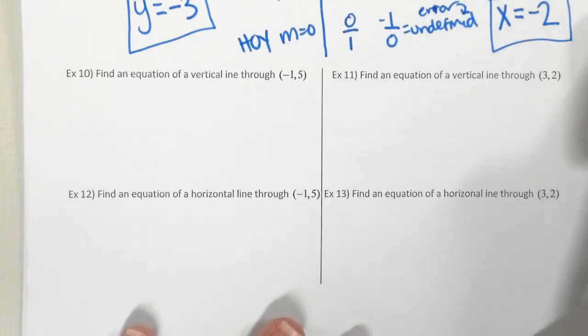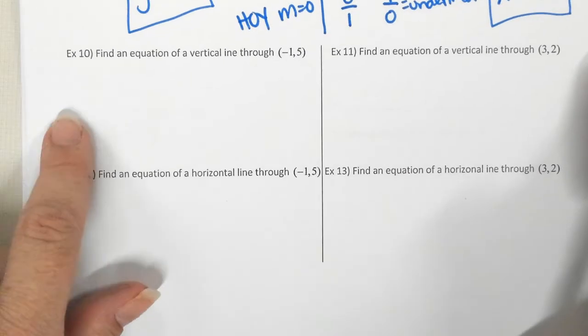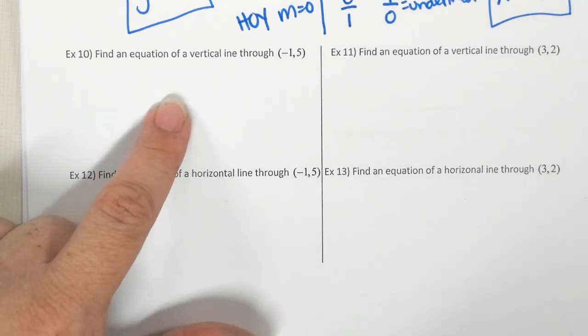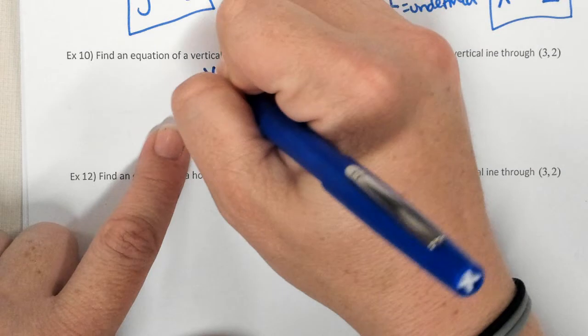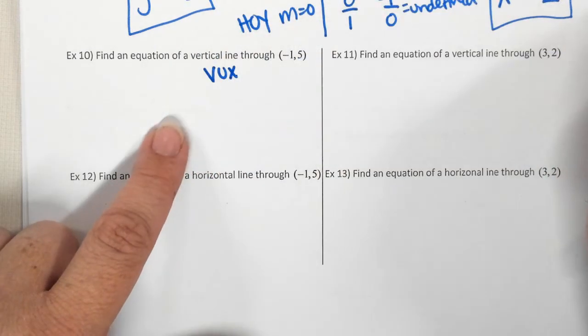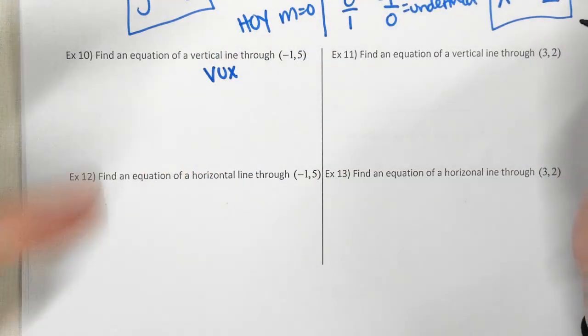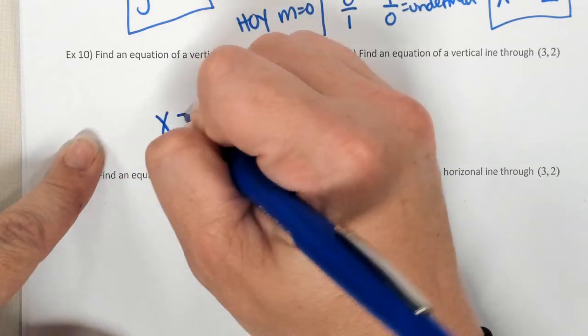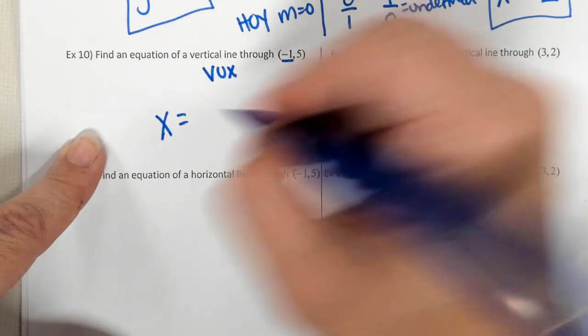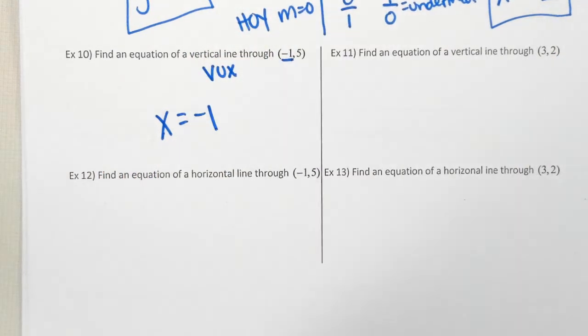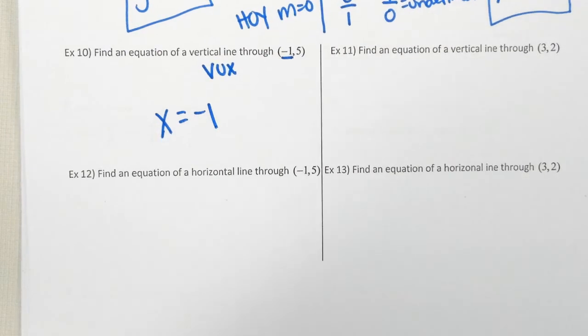Okay, last 4 goes super quick. It says find an equation of a vertical line. Vertical line stands for Vux. That goes through this point. Well, vertical, undefined, x equals equation. Well, what does x equal for my point? There's your equation.